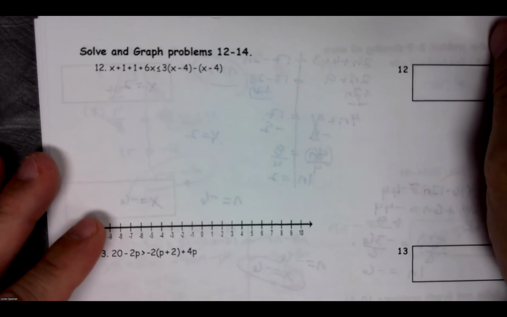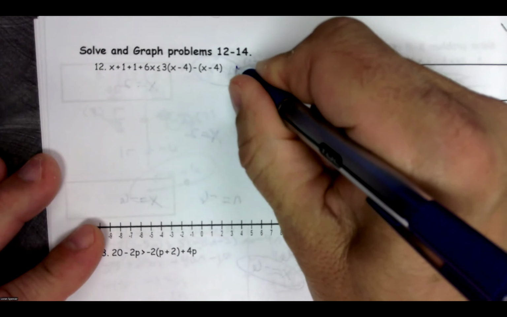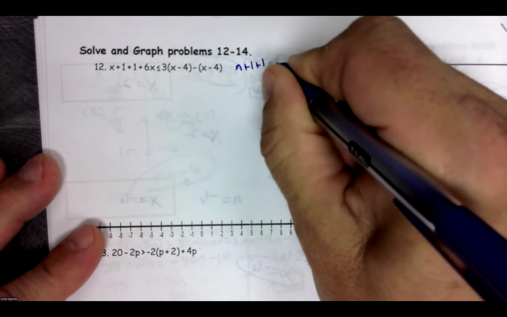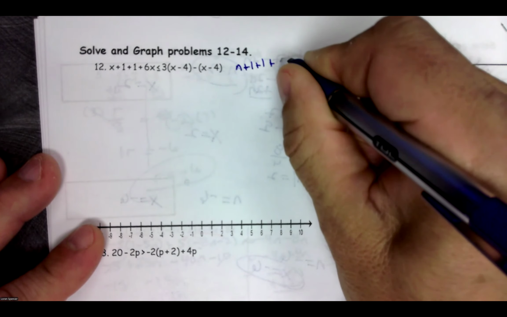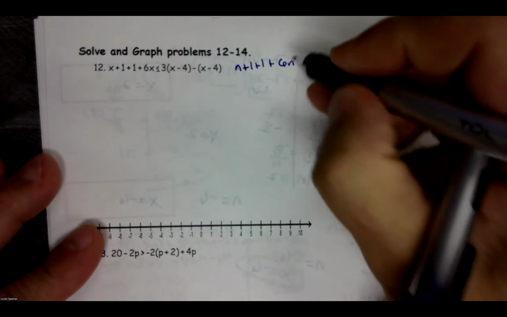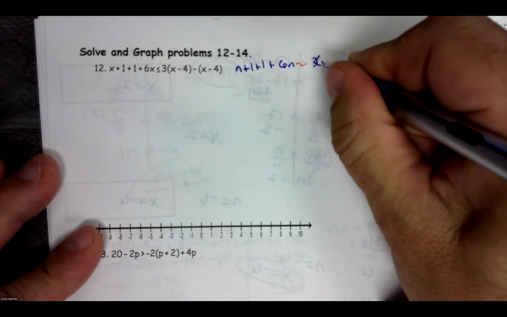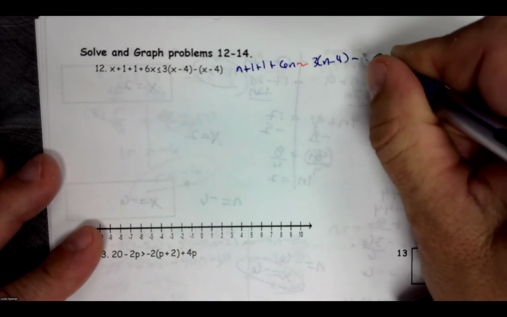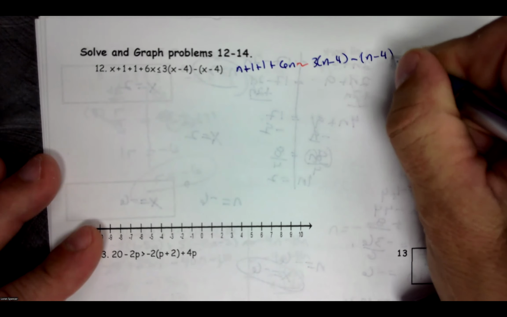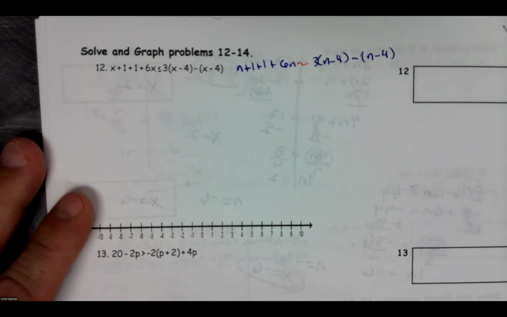Wow, that's a lot of ugliness. So we're going to rewrite this thing. n + 1 + 1 + 6n. We're going to use the squiggle. 3 parentheses n minus 4 minus n minus 4. That's a whole lot of ugly. So let's go ahead and plug that into Desmos and get our point location.